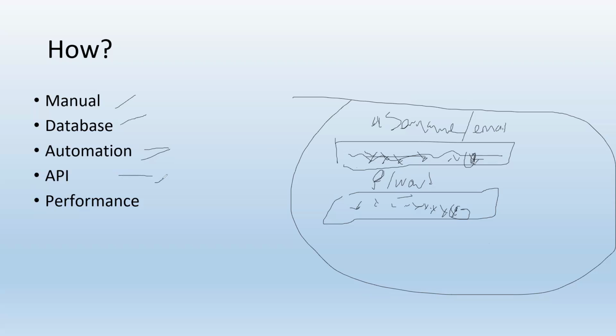Okay. So in all these kinds of testing, be it manual testing, database testing, automation testing, API testing, performance testing, they are not competitors of each other. They complete each other. Okay? They are not competitors.